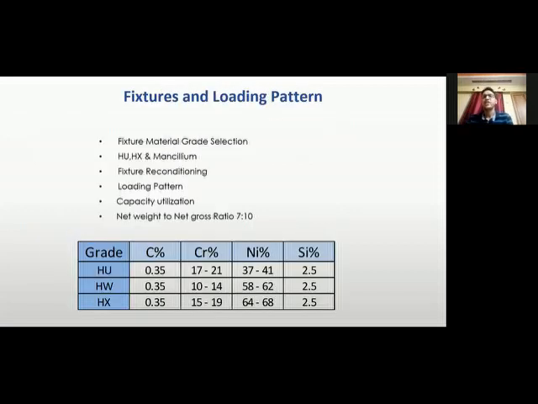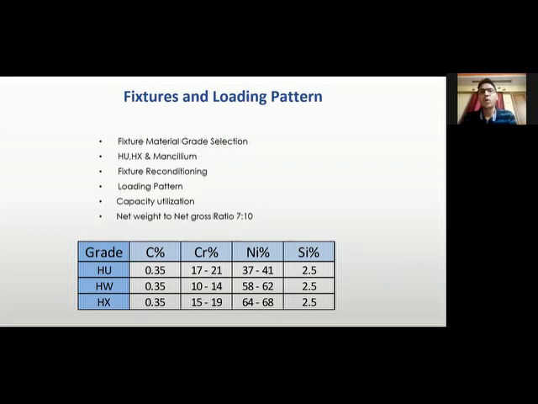So next, we come to the fixture and loading pattern. This is one of the major contributors in the heat treatment process of the component. On the basis of the requirement of the component or production, if you have mass production, then go to the high grade fixture. If you do batch type or single part heat treatment, then you go to the low cost fixture. Because in mass production, if you select the high grade fixture, that gives the maximum life, and that cost can be accumulated by the productivity.